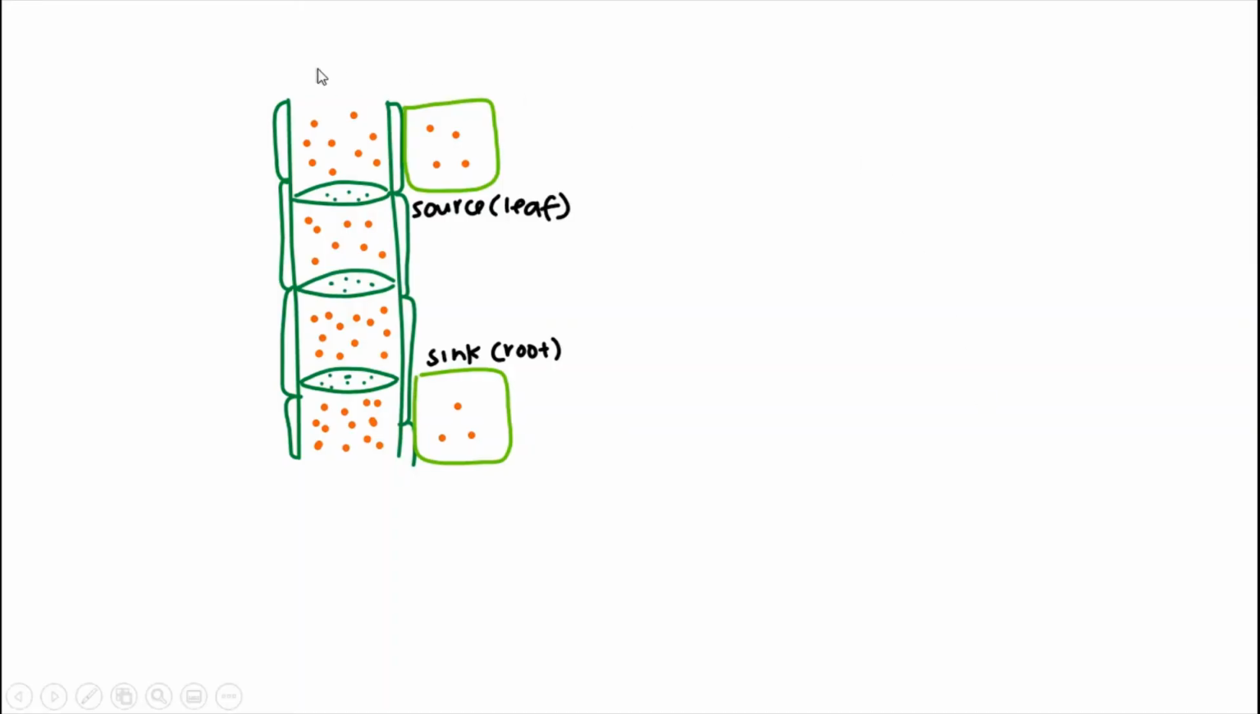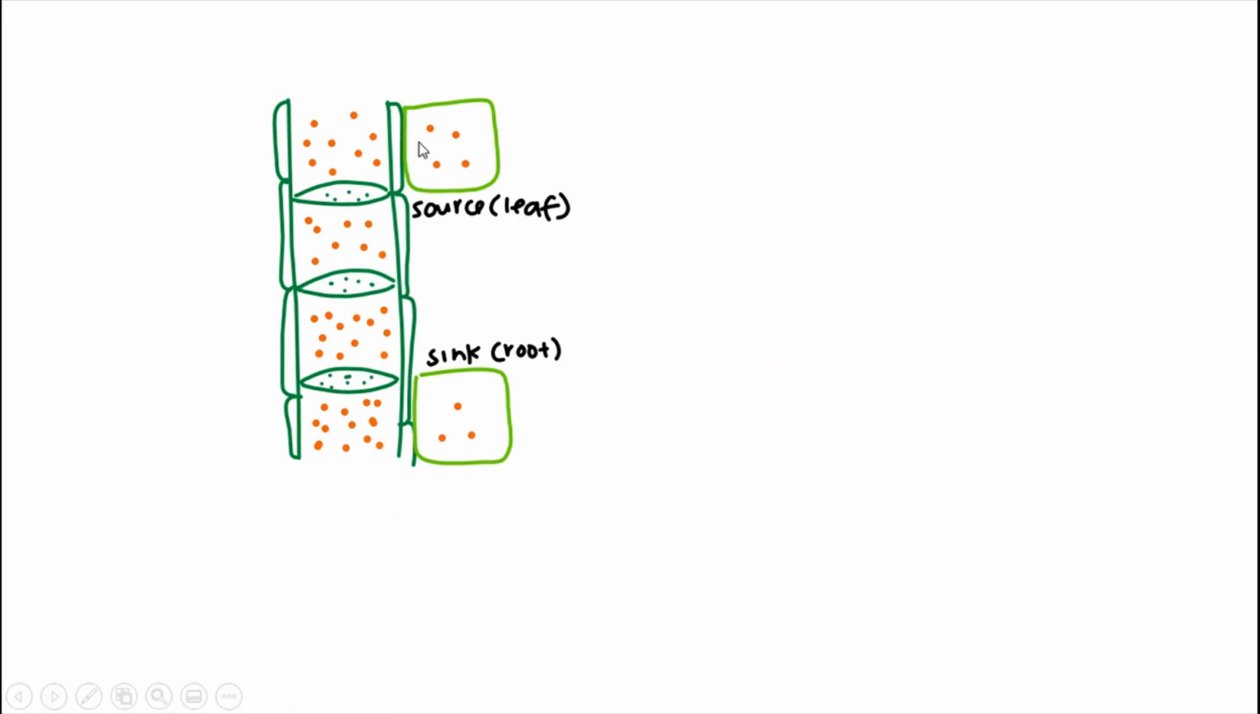So here we have another poorly drawn image of a phloem, and then these light green squares representing cells of the leaf and cells of the root, or a cell of the leaf and a cell of the root. So this top one here is a cell from the leaf, so it would be our source cell. And then this bottom light green square here is a cell from the root, and so it would be our sink cell. Remember, we have movement occurring from source to sink. And so from the leaf or from the source, we need these orange dots here, which represent carbohydrates.